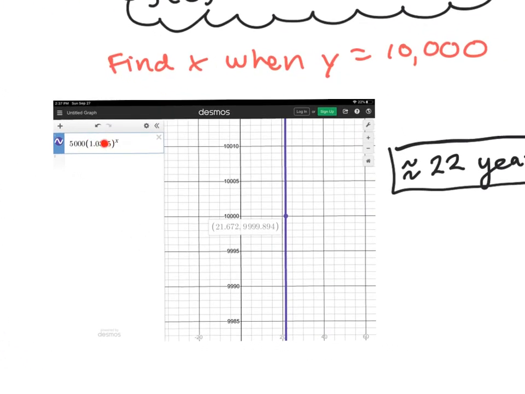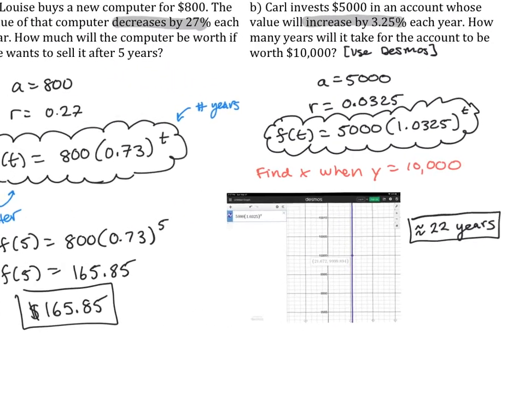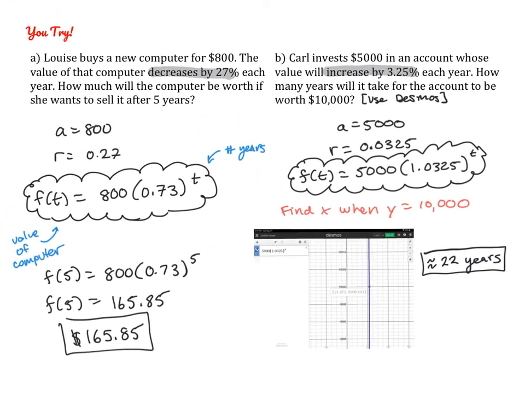Here's our function. Remember, zoom in really close to when y is 10,000 and use that trace feature. And you can see I got really close to y equals 10,000. It was hard to get right there. And you can see that our x value is pretty close to 22. So if we rounded to the nearest whole year, it'd be 22. So we could say it would take approximately 22 years.